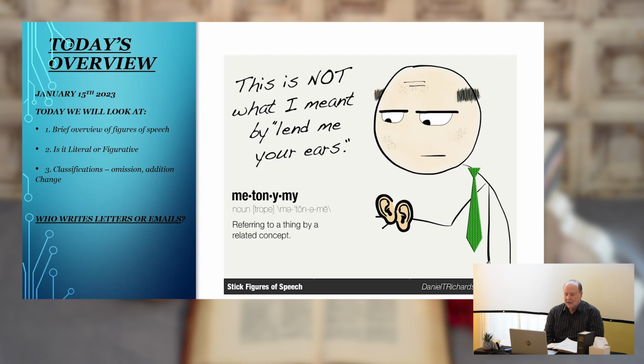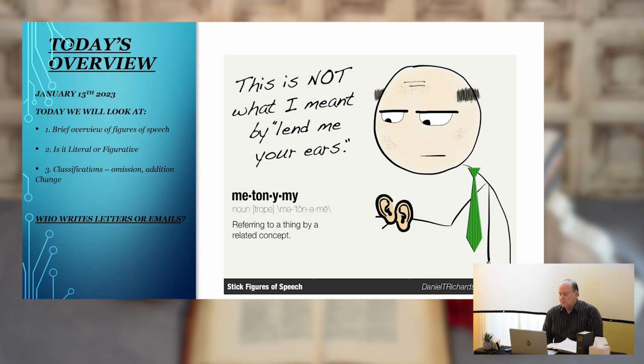Today what I'm going to be covering is a brief overview of figures of speech. We're going to look at whether something is literal or figurative. And then I'm going to cover the three classifications: omission, addition, and change. So you get a brief overview. You could spend a lifetime going through this book. That makes it sound like it's a tough situation. It's really not. It's simplified because there are so many things that you can reference to look up and get an understanding.